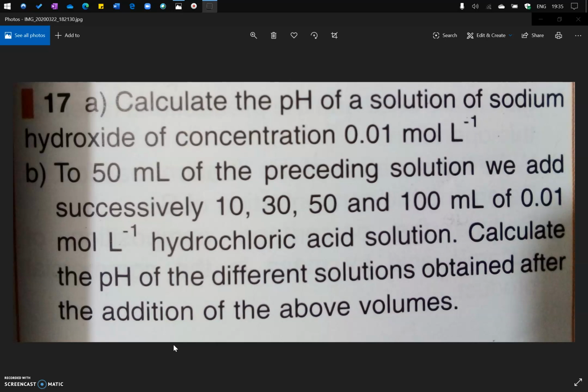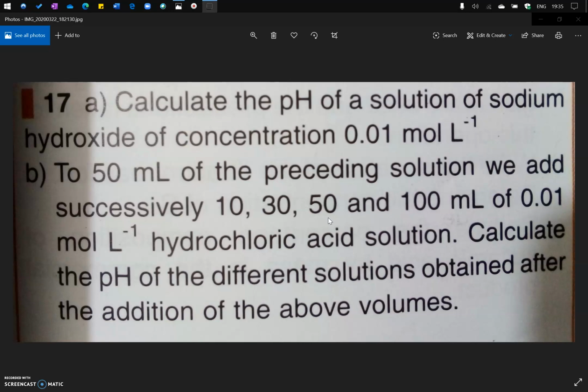So if you tried solving exercise 17, you notice that, of course, the reaction is between the base, sodium hydroxide, and the acid, hydrochloric acid. Both have the same concentration of 0.01 moles per liter each. Now we have 50 milliliters of the base. So these 50 milliliters will be neutralized exactly with 50 milliliters of the acid. So in this case, 50 milliliters of hydrochloric acid, the resulting solution will be neutral and the resulting pH will be 7.